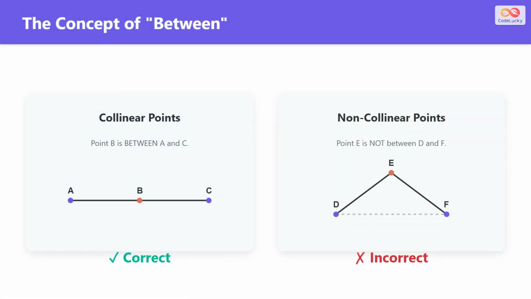Now, the segment addition postulate relies on a specific arrangement of points. For a point B to be strictly between points A and C, all 3 points must be collinear. That means they must lie on the exact same straight line. If point B is off to the side, forming a triangle shape like in the right image, we cannot use this postulate.